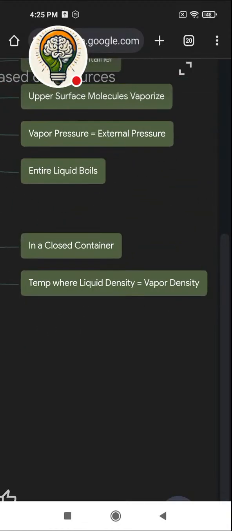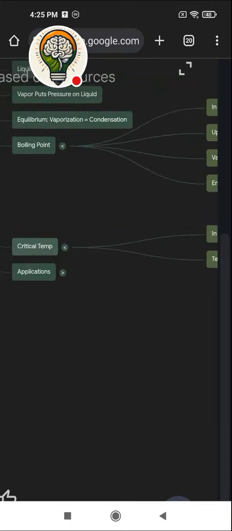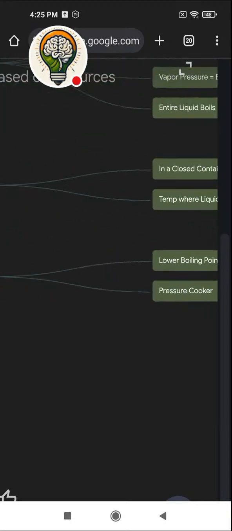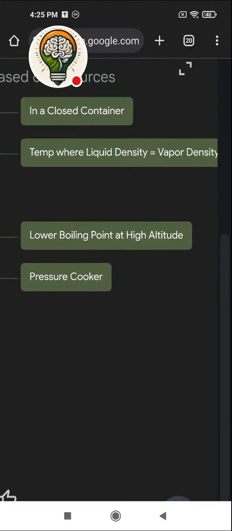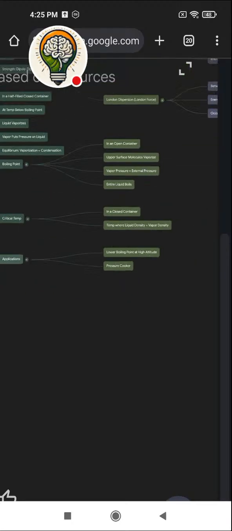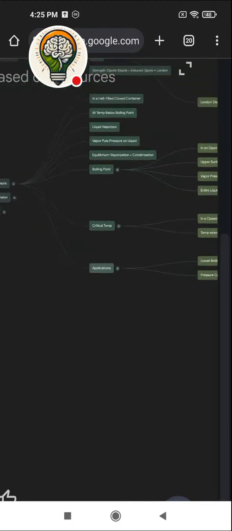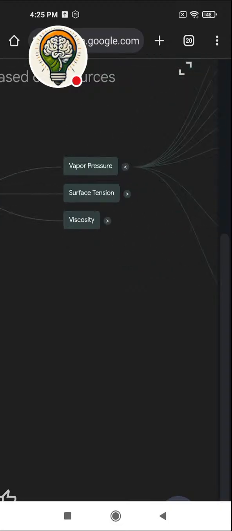So in a closed container, the critical temperature is where liquid density equals vapor density. Lower boiling point at high altitude and the pressure cooker are applications of this critical temperature and boiling point.